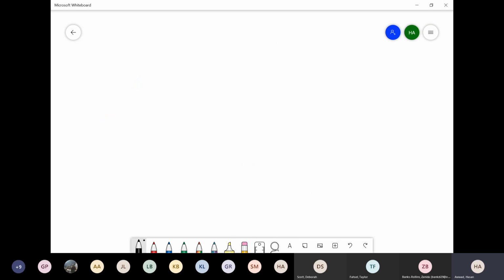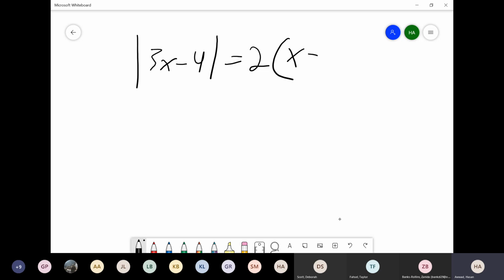Let's clear this off. Okay, so number 40, we are starting with the absolute value of 3x minus 4 is equal to 2 times x minus 1. It doesn't really matter which way you do this. You could either distribute the 2 first, or you could split this into cases first. Either way, it won't matter as long as you distribute the negative properly when you do your negative case. So remember, it's the same exact procedure, right?